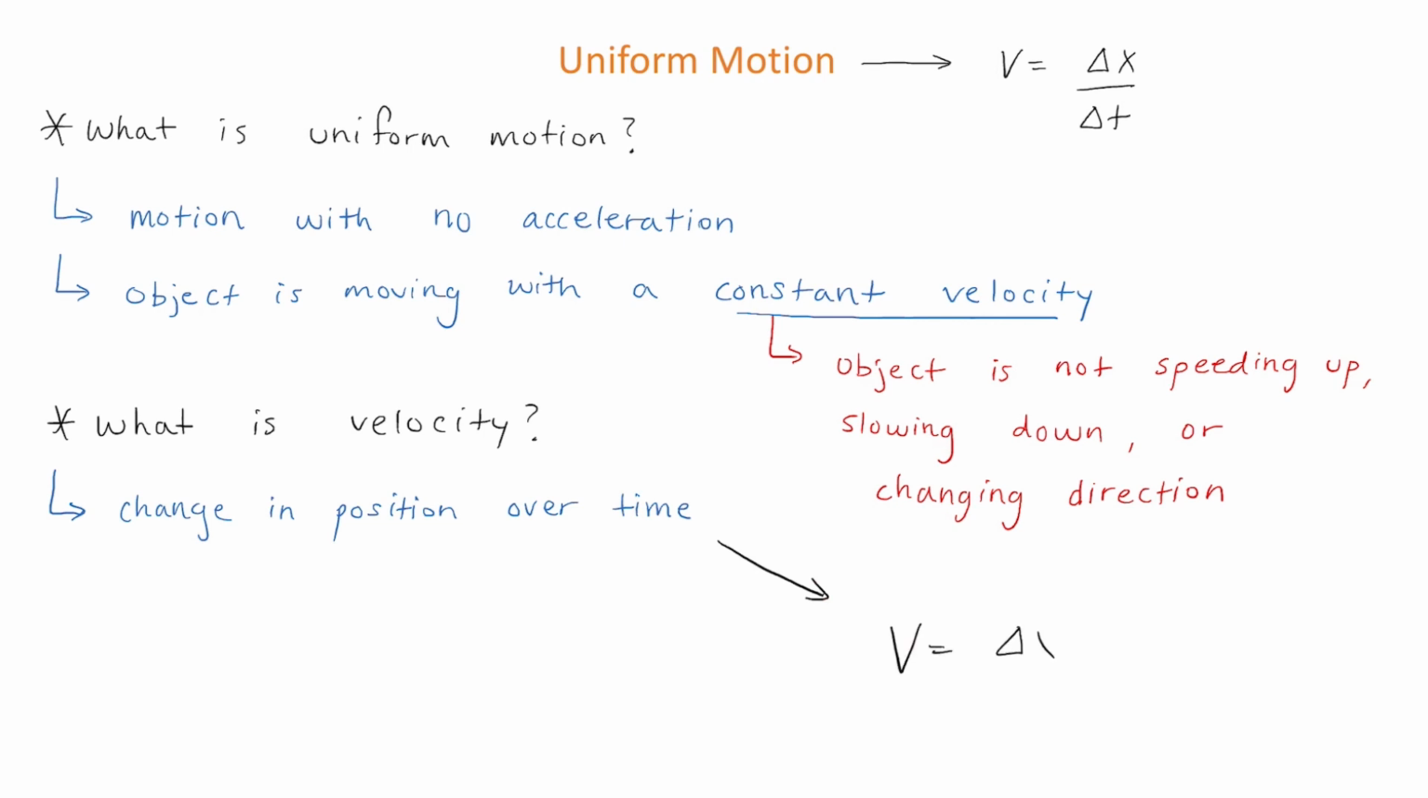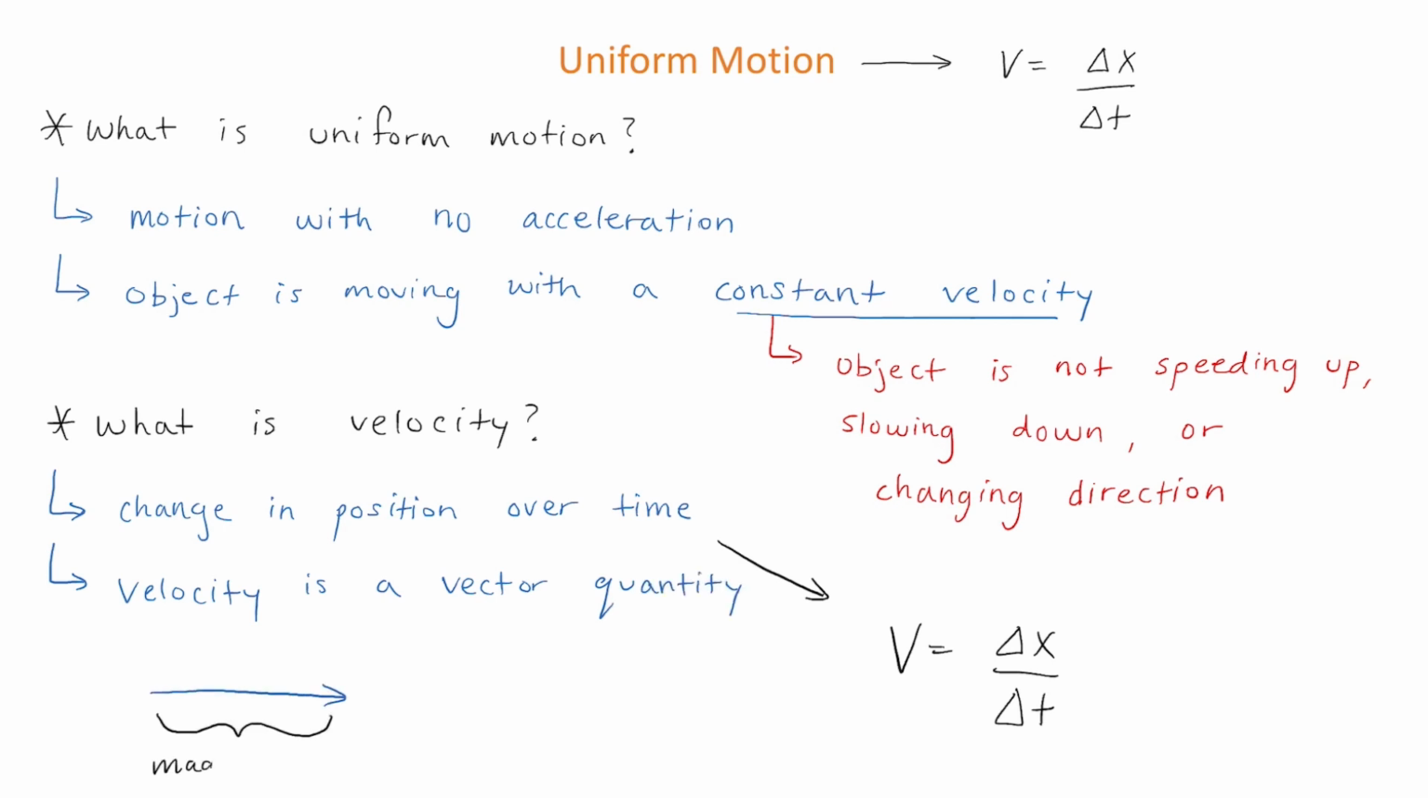v is equal to delta x divided by delta t. This tells us that an object's velocity is equal to its change in position divided by the time it took to change its position. And now velocity is a vector quantity. We know that vectors have both magnitude and direction. The magnitude of velocity is the object's speed, and the direction is just the direction that the object is traveling.